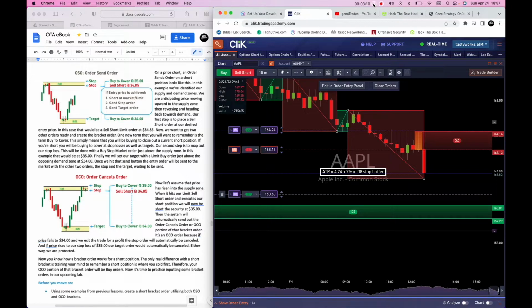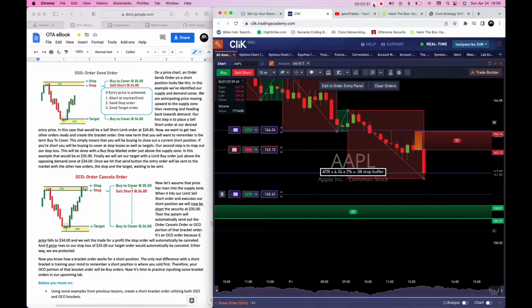Now let's assume that price has risen into the supply zone. When it hits our limit sell short order and executes our short position, we will now be short the security at $35. Then the system will automatically send out the order cancels order, or OCO, portion of that bracket order.